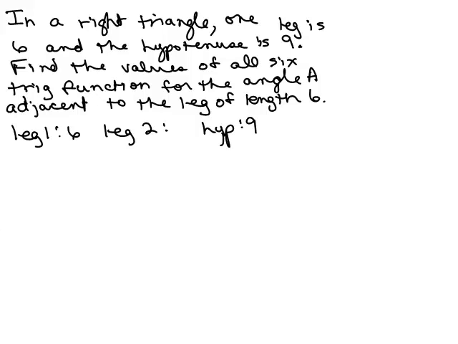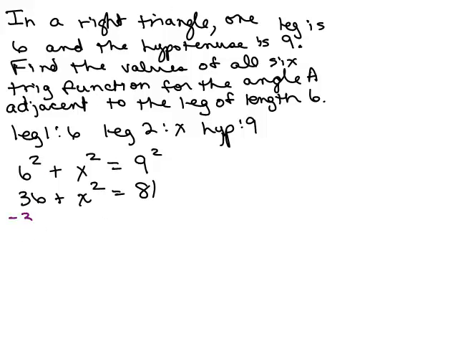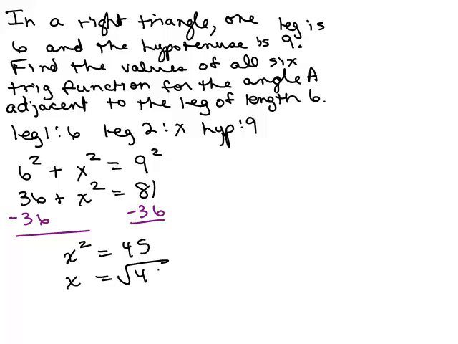is 9. So I know by the Pythagorean theorem, let's say I don't know what this is, I'll call it x for the moment. I know that one leg squared plus the other leg squared equals the hypotenuse squared. So this gives me 36 plus x squared is 81. I'm going to subtract 36 from both sides. So that gives me x squared is 45. So x is the square root of 45.